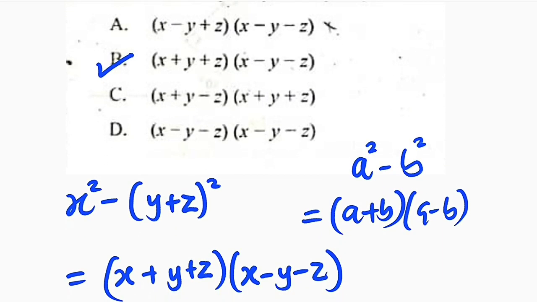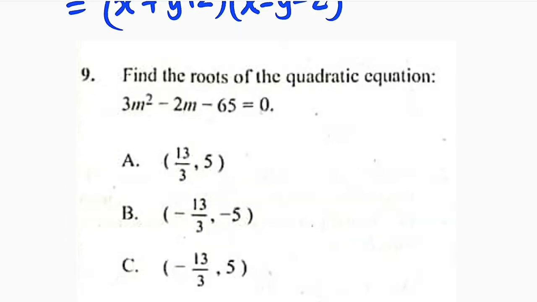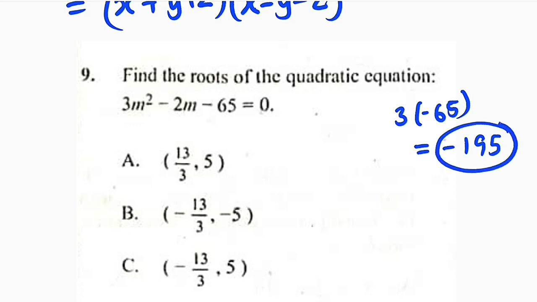So the last question for today is question number 9. All right, question number 9. We are asked to find the roots of the quadratic equation 3m squared minus 2m minus 65. We can solve this equation by factorization. First of all, you take the leading coefficient, you multiply by the constant term. So let me write the numbers here. 3 multiplied by negative 65, and this will give us what? Negative 195. Now think of two numbers you can multiply together to get this number, but when you add them together you get negative 2.